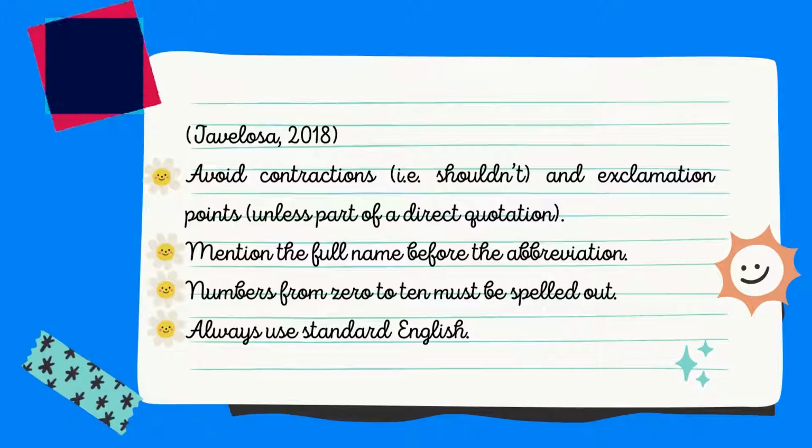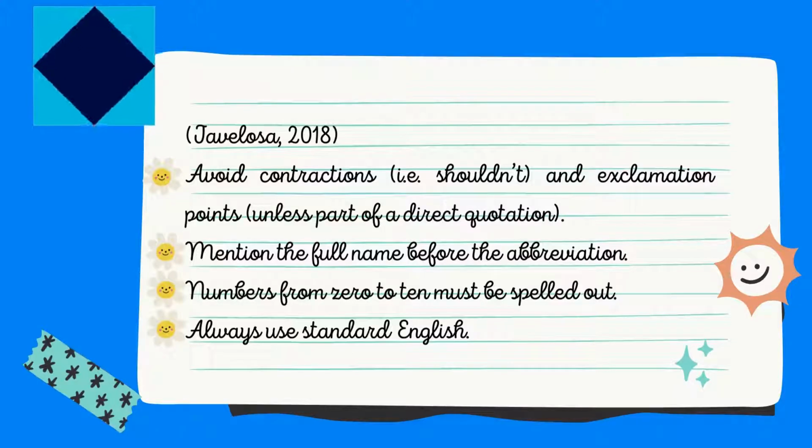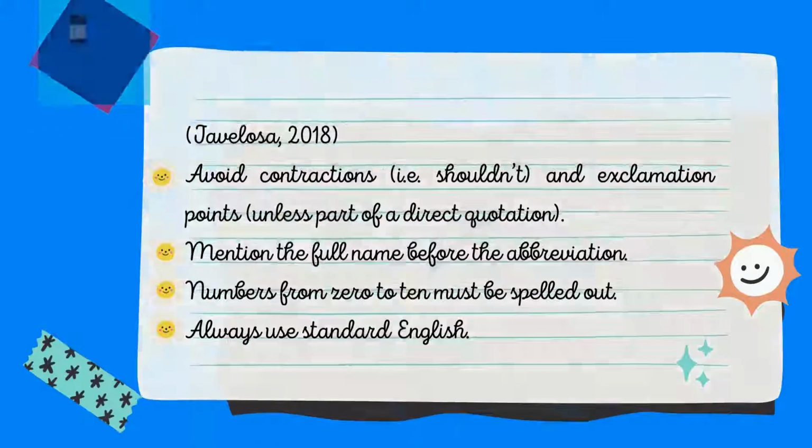Also, according to Havelosa 2018, writing mechanics can be successfully done if we will follow this. First, avoid contractions and exclamation points. Second, mention the full name before the abbreviation. Numbers from 0 to 10 must be spelled out. And the most important thing to remember is to always use standard English.